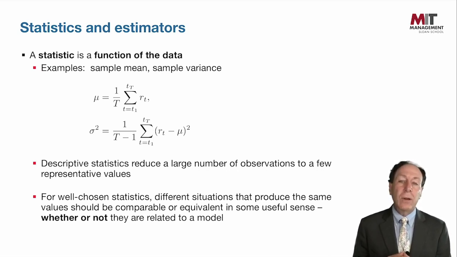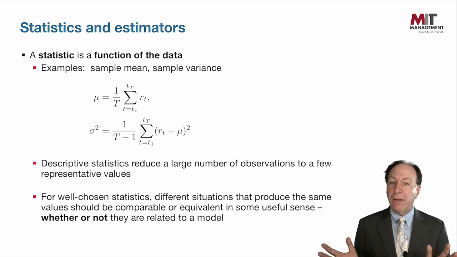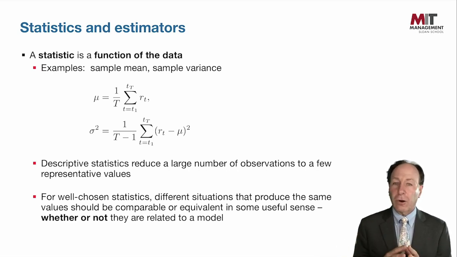We can compute this. Now, descriptive statistics don't require a model. And one thing they do is they reduce a large number of values down to a small number of values. So these two numbers, mu and sigma, can characterize a set of r's of arbitrary size.